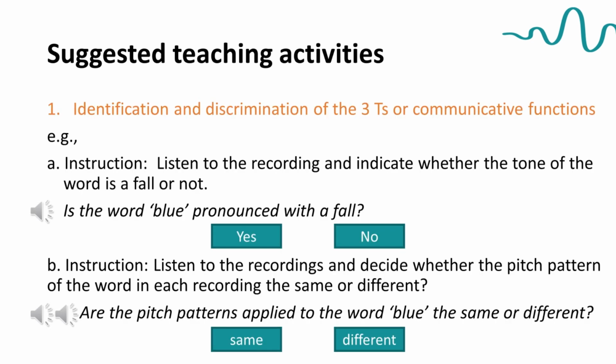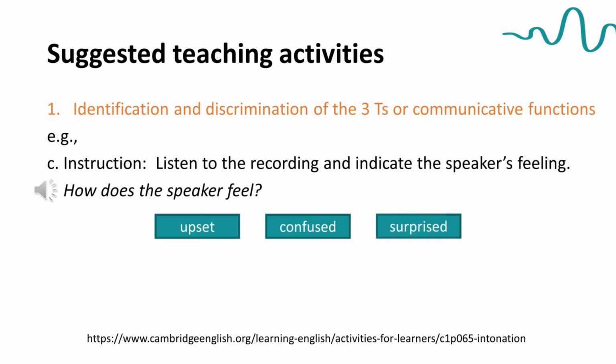The first activity is identifying and discriminating the 3 T's or communicative functions. Students may be instructed to listen to the recordings and indicate the IP, nucleus, tone, or the communicative functions. For example, students can be asked to identify the tones of monosyllabic words, or the attitudinal function conveyed in the recording. By engaging in this activity, students can enhance their perceptual sensitivity to intonation, and develop a better understanding of how intonation is used in communication.